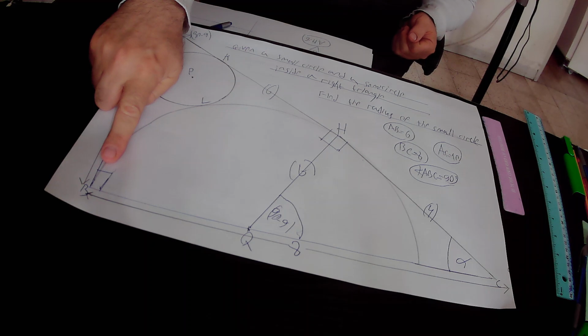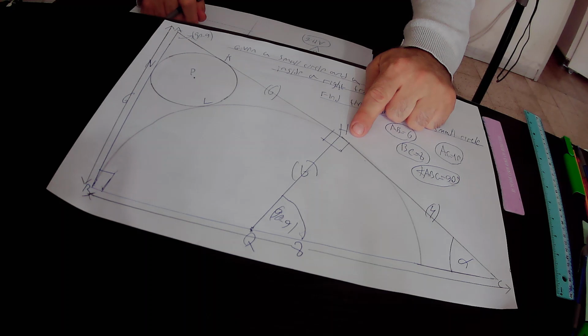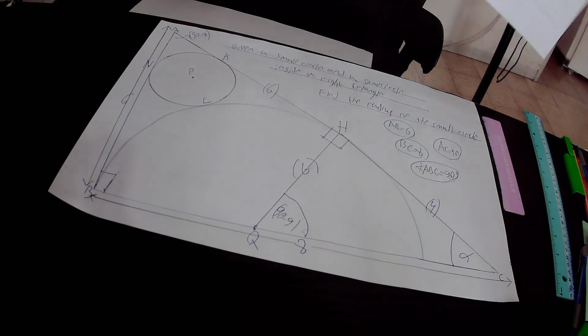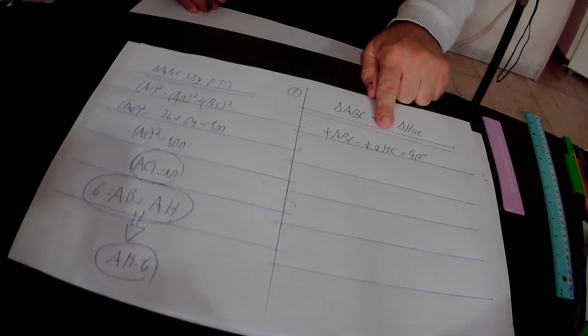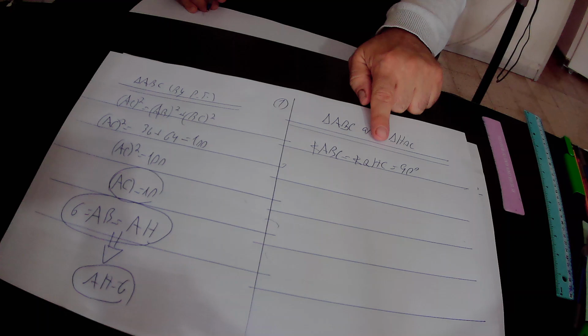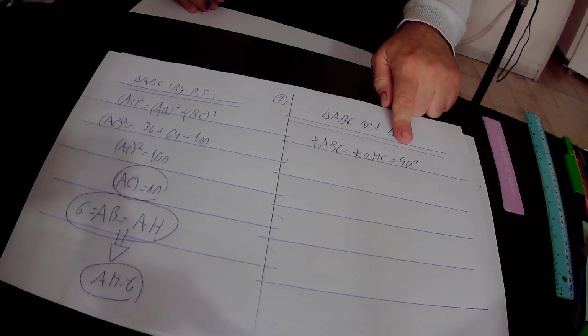So this is angle ABC in the big right triangle ABC, and it is equal to this angle, that is actually angle QHC in the right triangle QHC. So repeat again, we found out that angle ABC in the big right triangle ABC equals angle QHC in the small right triangle QHC. They are both equal to 90 degrees, therefore they are equal to each other.